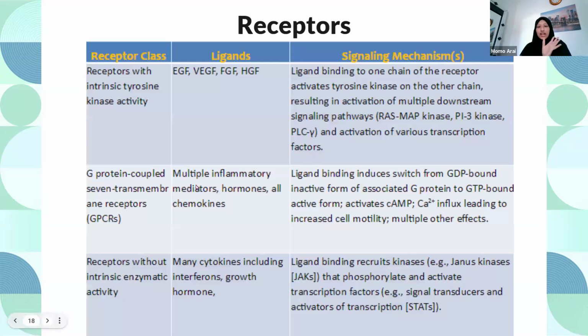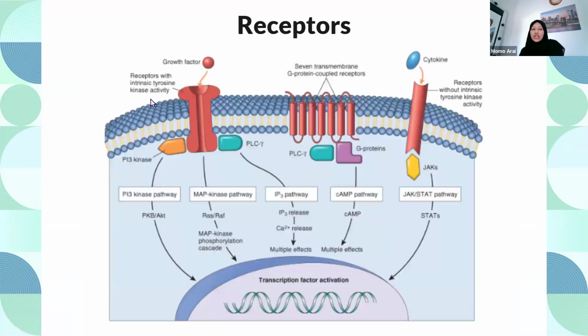So these receptors, again, I know it's a table, but there's a picture that can help simplify all of this. There are three types of receptors that are important to know. So I'll go to this one. This is the picture. Receptors with intrinsic means with its own tyrosine kinase activity.